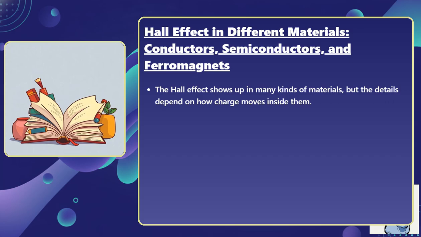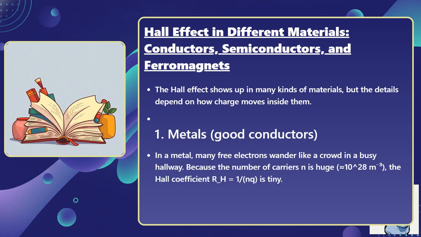The Hall effect shows up in many kinds of materials, but the details depend on how charge moves inside them. 1. Metals, good conductors. In a metal, many free electrons wander like a crowd in a busy hallway. Because the number of carriers N is huge, approximately 10^28 per cubic meter, the Hall coefficient R_H equals 1 over NQ and is tiny.